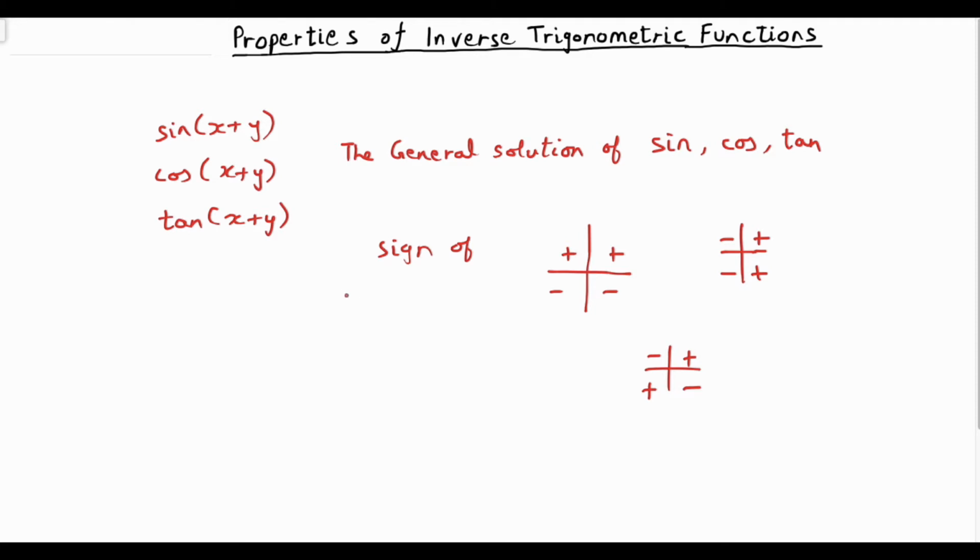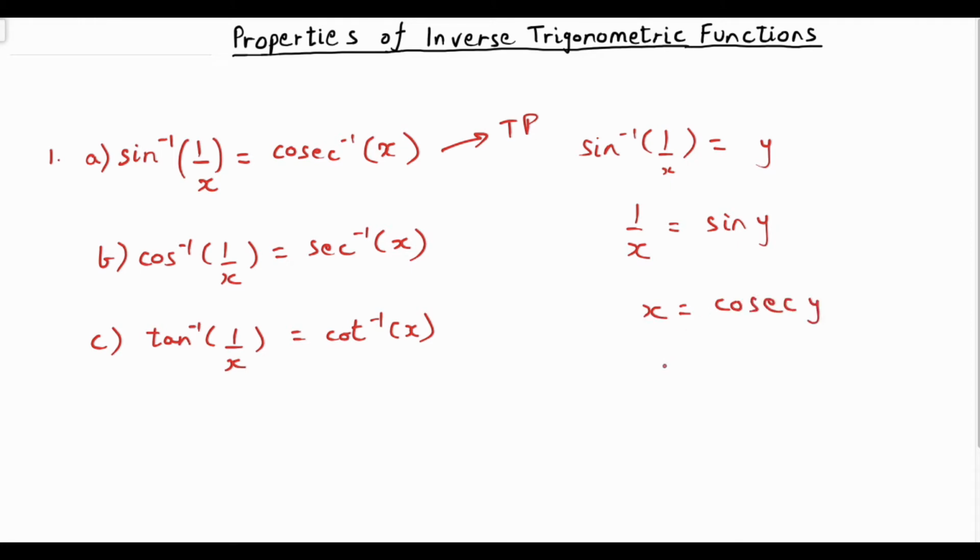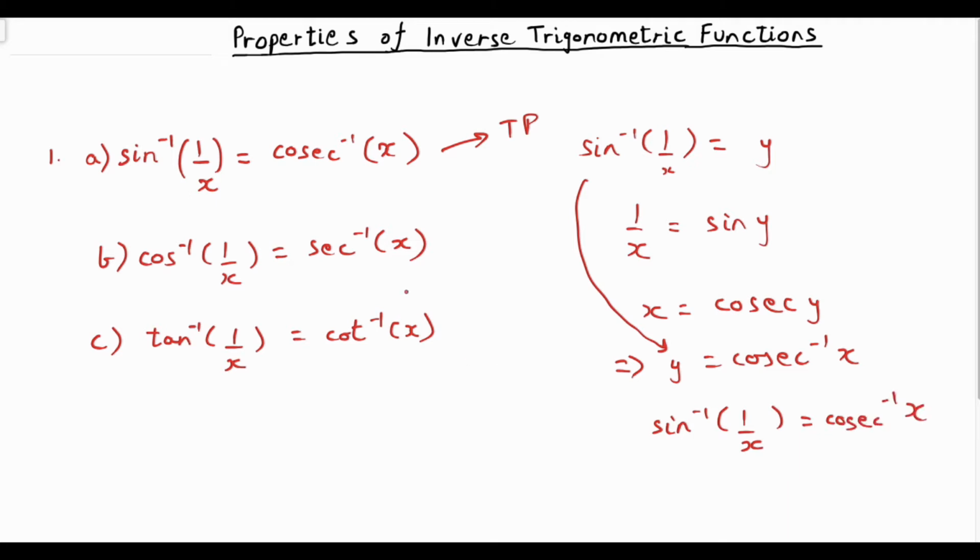So let's begin with properties of inverse trigonometric functions. I will discuss the properties in batches of similar formulas. To prove the first one, assume sine inverse 1 by x is equal to y. So 1 by x equals sine y. This can be written as x equals cosec y. Now this implies that y is equal to cosec inverse x. But y was sine inverse 1 by x. So sine inverse 1 by x equals cosec inverse x. Similarly, you can prove the second and the third formulas.